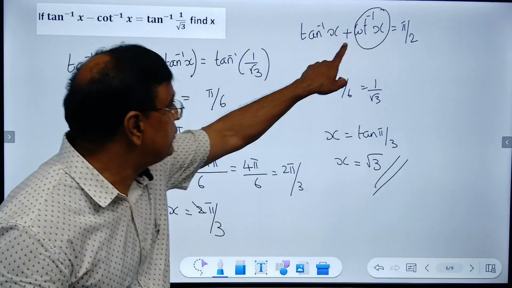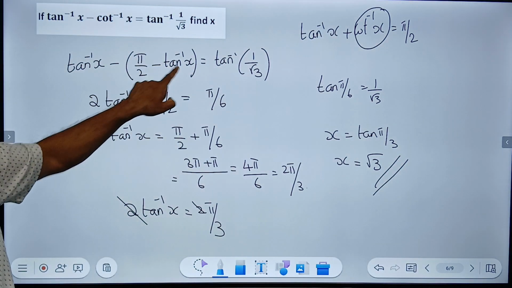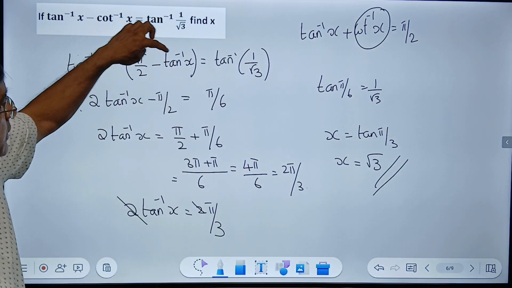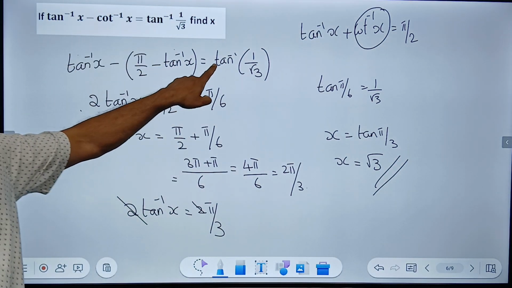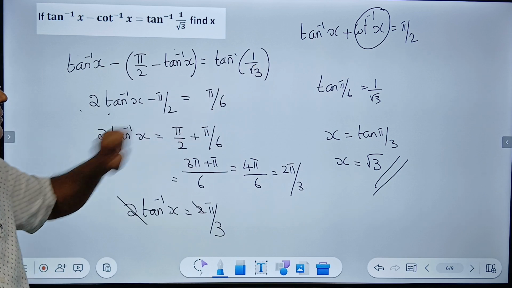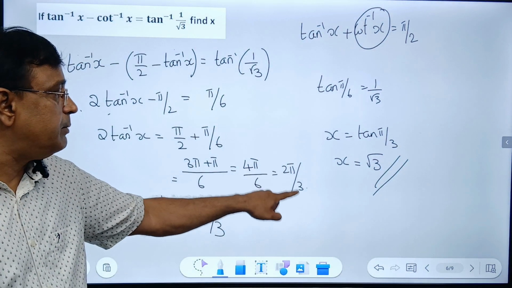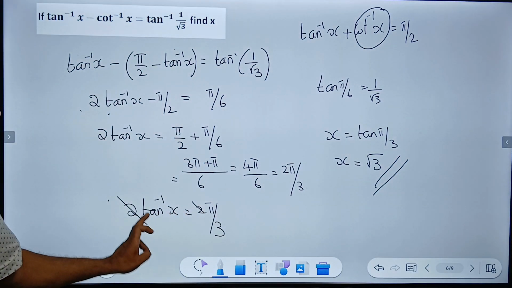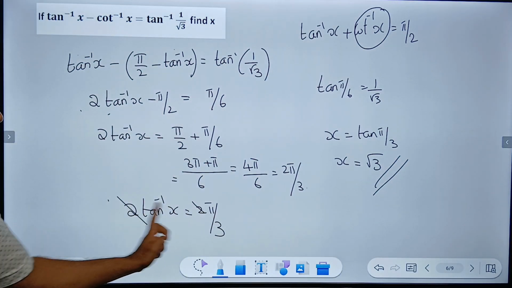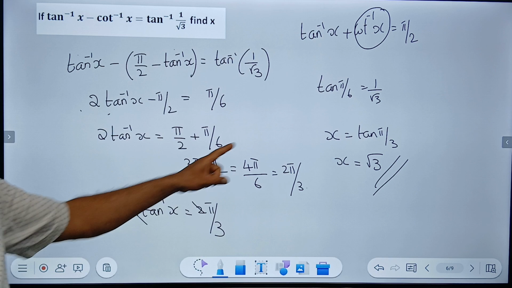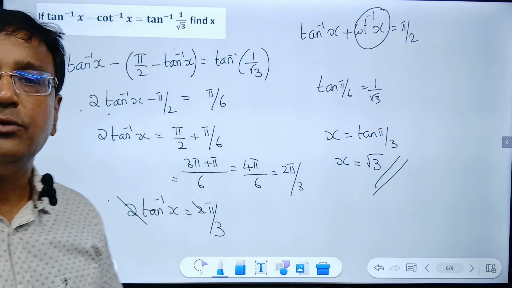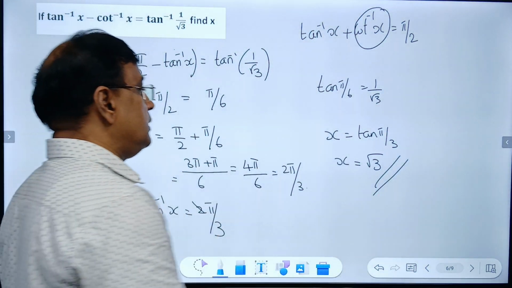Isn't it simple? First step only inverse trigonometry. Pi by 2 minus tan inverse. We open the bracket, tan inverse of x and tan inverse of x get added. And tan inverse of 1 by root 3 is pi by 6. Now take it to the other side, it becomes 4 pi by 6, which is 2 pi by 3. So 2 gets cancelled, you get tan inverse of x is pi by 3. Taking tan on both sides, you get x is equal to tan pi by 3. Tan pi by 3 is root 3. So the answer is root 3.